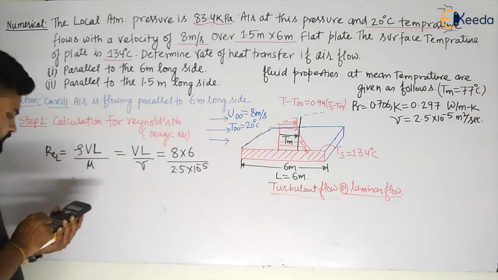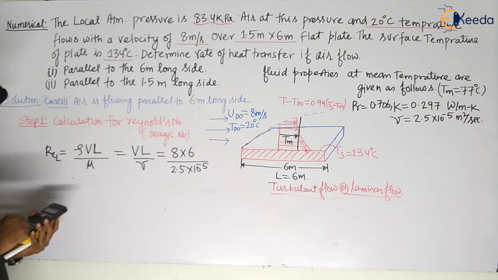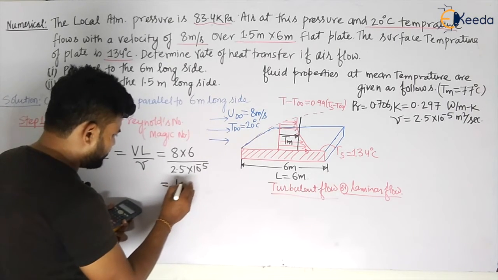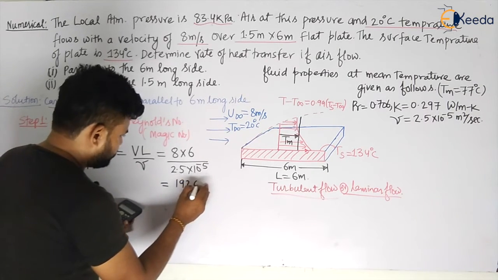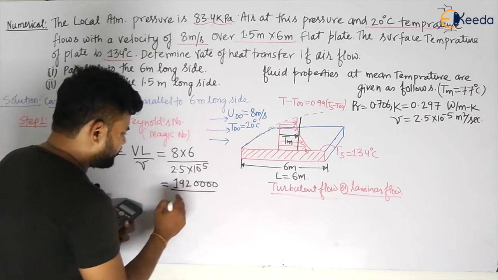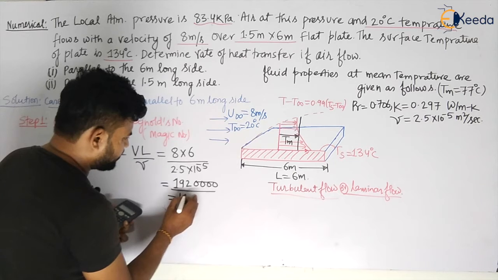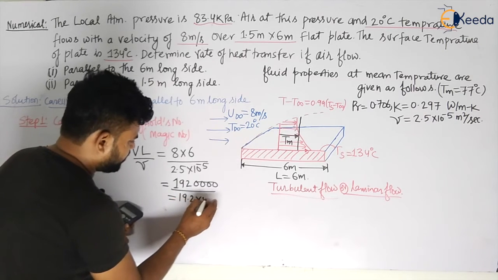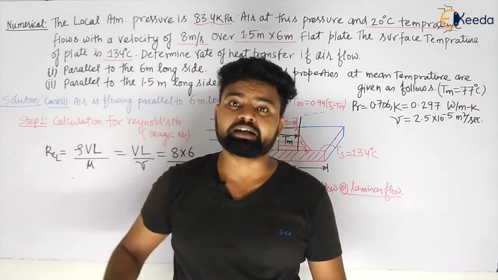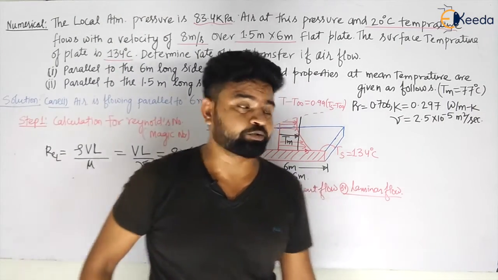Reynolds number first. So this will be 8 into 6 divided by 2.5 into 10 to the power minus 5. So this is coming to be how much? Let us see. This is equal to 192,000. So this value is something like 19.2 into 10 to the power 5. Now the Reynolds number is greater than 5 into 10 to the power 5, my dear students.